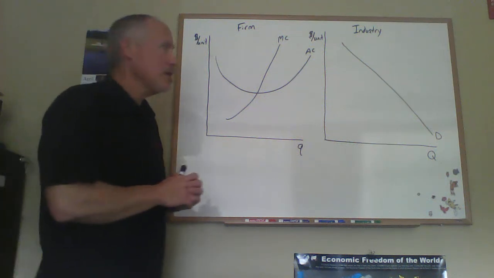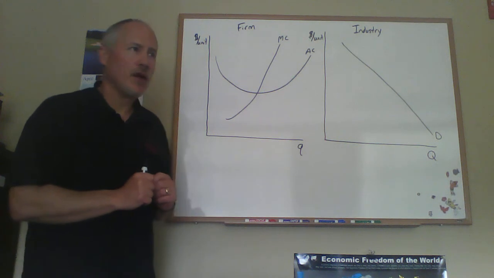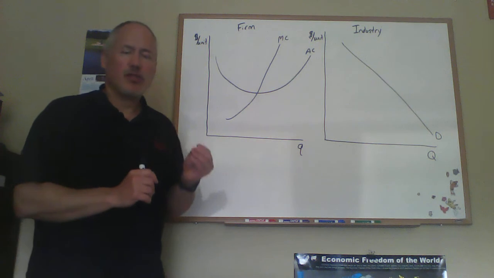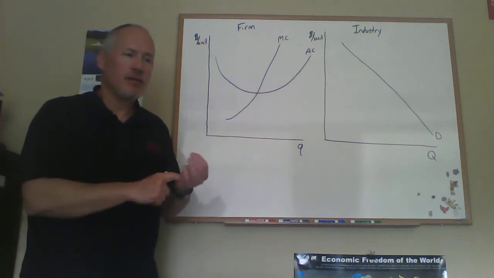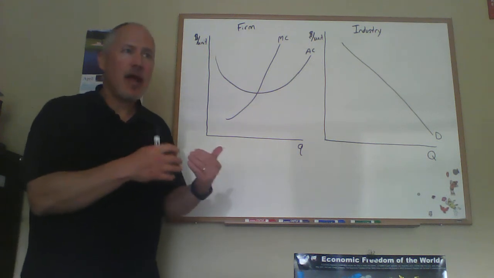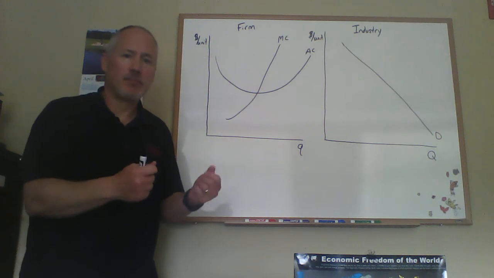Okay, this time we're going to look at the determination of long-run equilibrium in perfect competition. In the short run, the number of firms in the industry was fixed. But now as we go to the long run, we know that capital becomes variable, so all inputs are variable. And because capital is variable, the number of firms in the industry becomes variable.